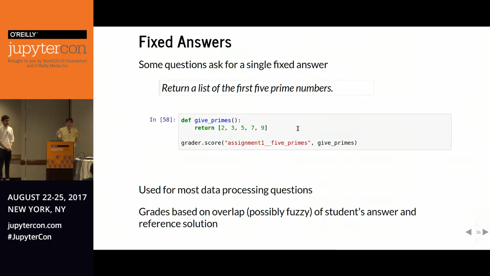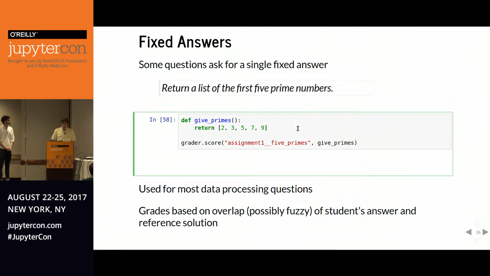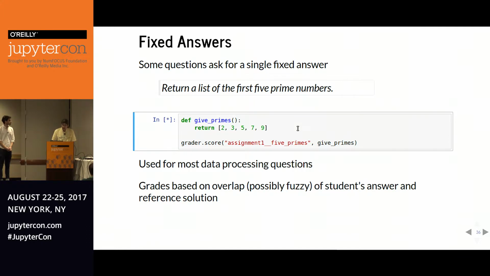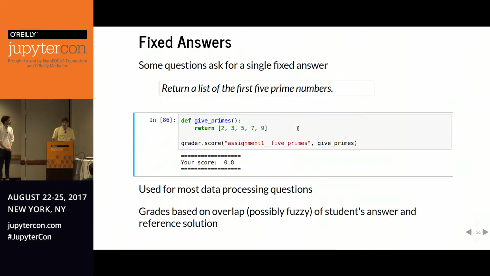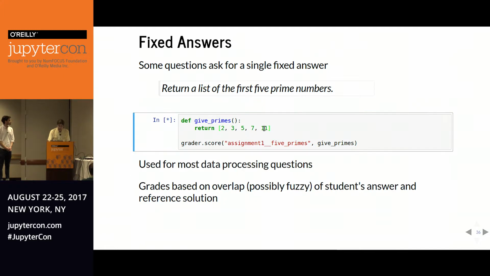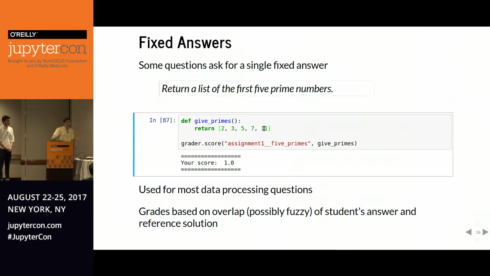Sometimes these questions are asking for a fixed answer. So here's a simple one. Just give me a list of the first 5 prime numbers. So we write a function that returns that list. We pass it into the grader.score. In this case, I don't know my prime numbers very well, so it turns out 9 isn't one. If we change that to 11, now I pass. We use this mostly for our data processing questions. Hey, go find the top 100 X in this large data set. Give us a list of those.